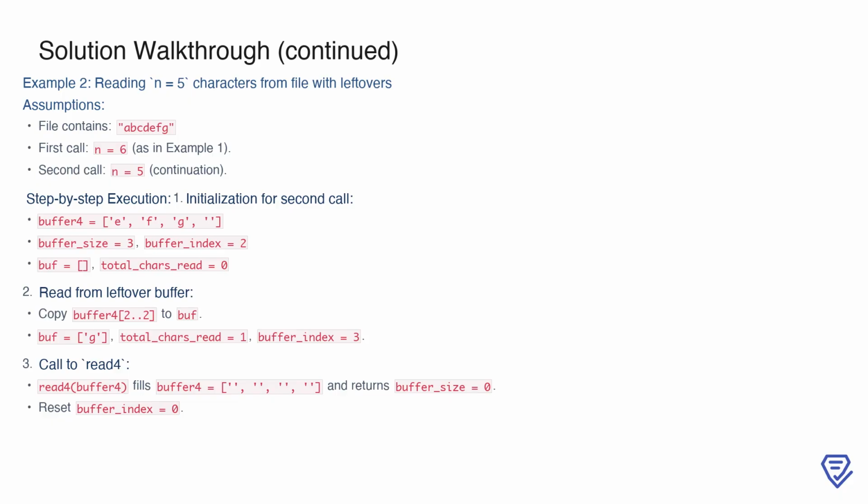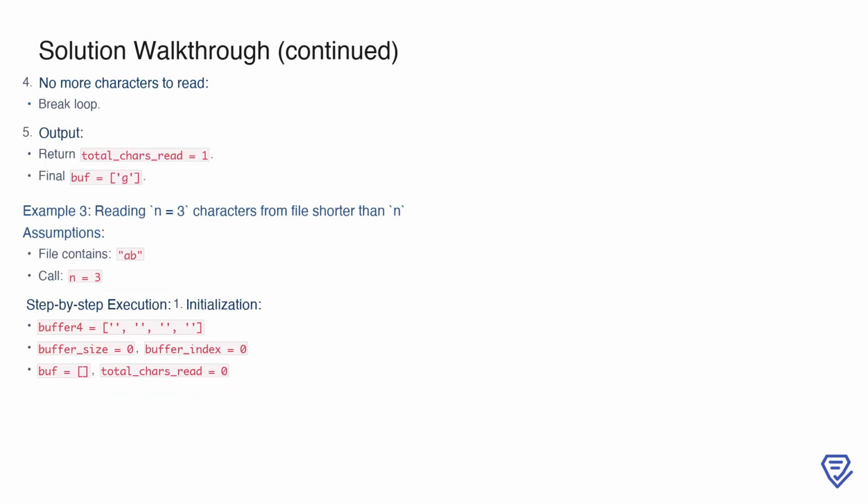To continue reading, we call Read4 again, but since the file has no more characters, Read4 fills buffer4 with empty values and returns a buffer_size of 0, indicating that we've reached the end of the file. At this point, because there are no more characters left, we exit the reading loop. The final result of this call is total_chars_read equal to 1, and buff contains just G, which was the only character available to read. Now let's consider a third example where we attempt to read 3 characters from a file that contains fewer than 3 characters.